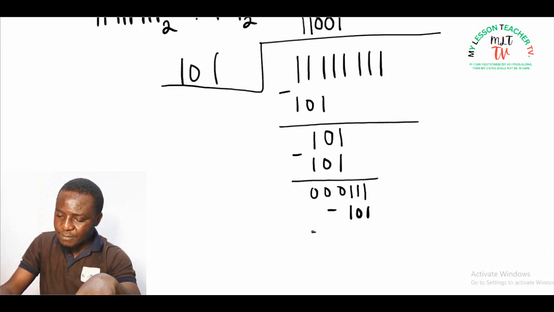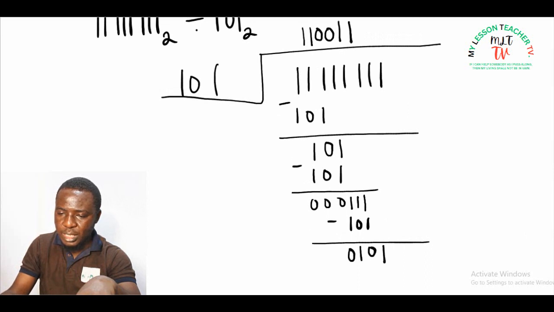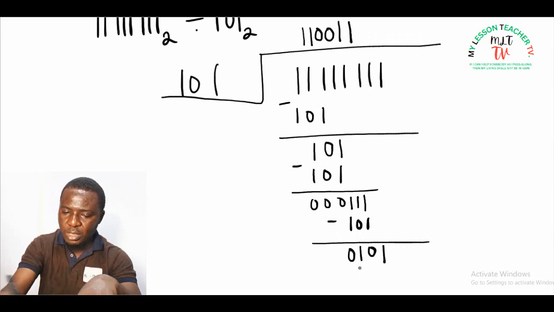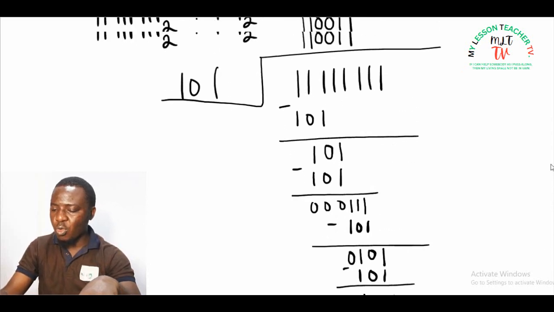Find the difference. This becomes 1 minus 1 is 0. 1 minus 0 is 1. And this is 0. Then bring down the next digit, which is 1. 101 divided by 101 is 1. So 1 times 101 is 101. And when you subtract, it gives you 0, of which we are done with all the digits.